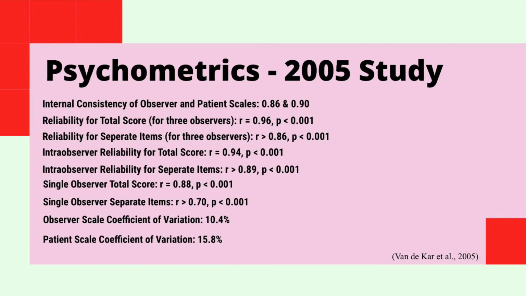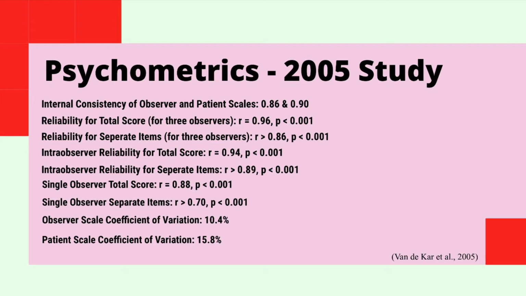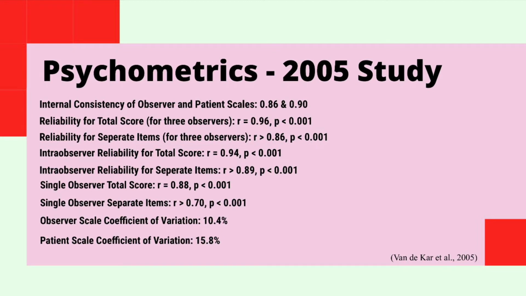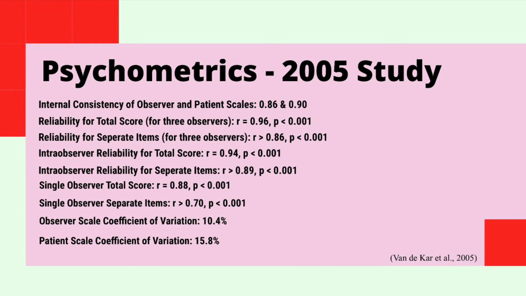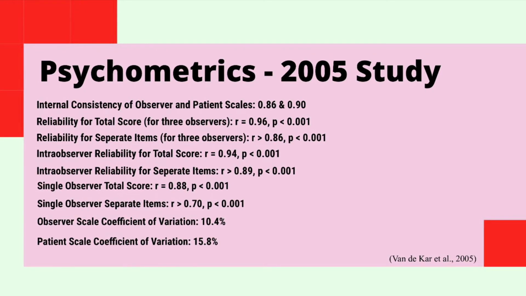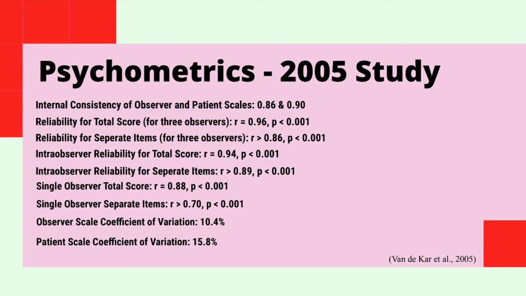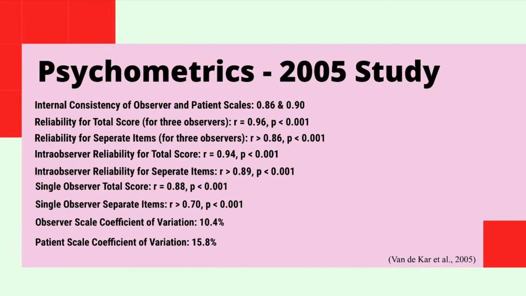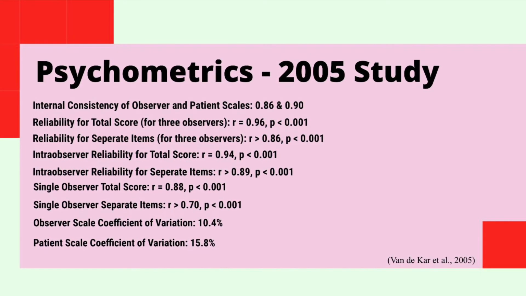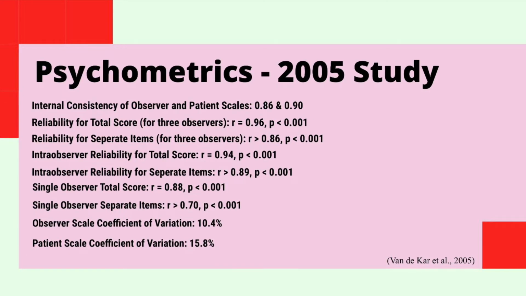The reliability for the separate items for 3 observers, R was greater than 0.86 and P was less than 0.001. Intra-observer reliability for the total score was 0.94 with P being less than 0.001. Intra-observer reliability for separate items, R was greater than 0.89 and P was less than 0.001.